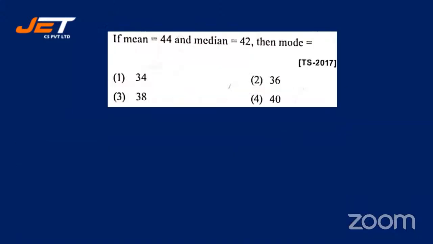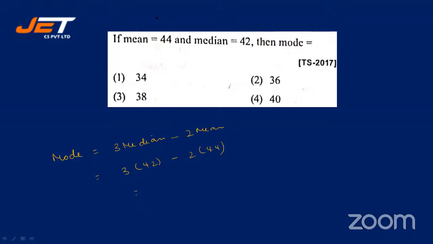See the next question. If mean is 44, median is 42, then what is mode? Yes, quickly find out the answer. By then, let me give you the formula. Mode is equal to 3 times of median minus 2 times of mean. Is it clear? So, mode is equal to 3 times of 42 minus 2 times of 44. Now, quickly give me your answer. Let me see. By now, many of you would have calculated. Let's see. Yes.